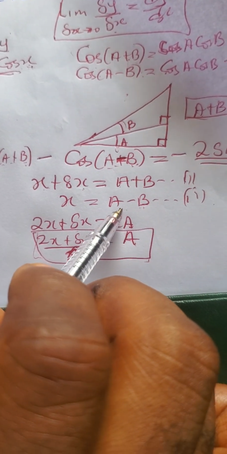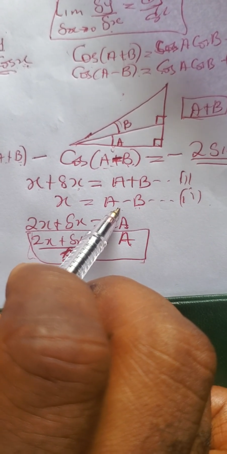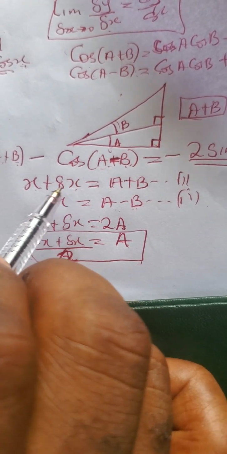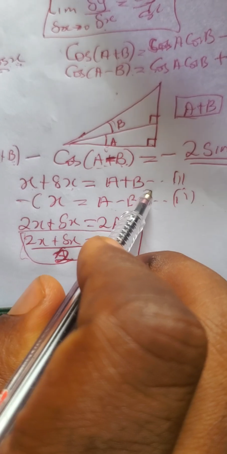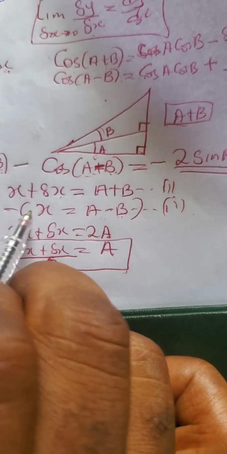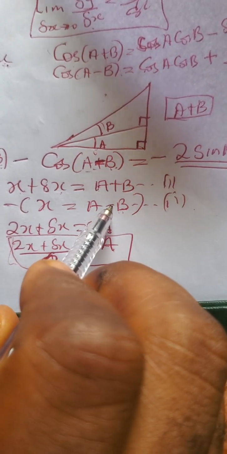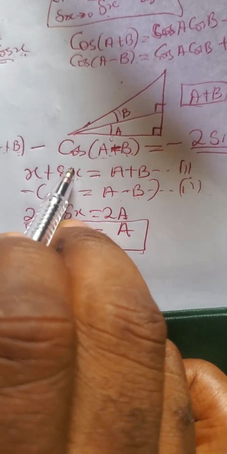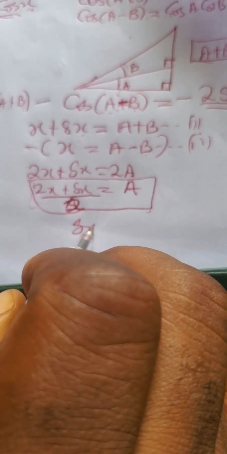To be able to get b, what I'm going to do is to subtract this second equation from the first one. So if I subtract here, this one becomes minus times plus, this one becomes plus, and then this one becomes minus x. If I add it to this place, I'm going to be left with delta x on that side.